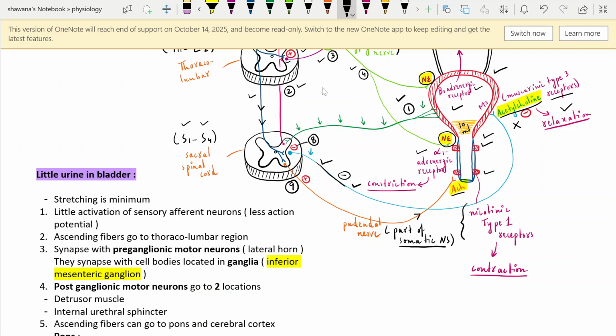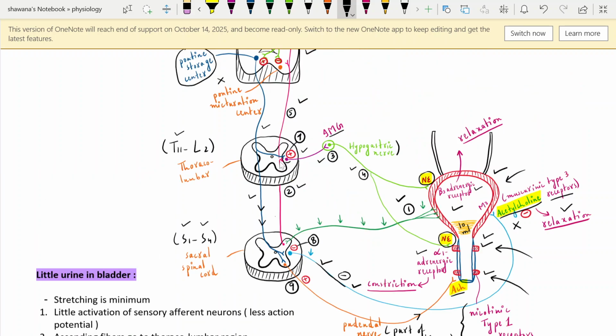They will synapse with the detrusor muscle and the internal urethral sphincter. In both cases, they will release norepinephrine. The detrusor muscle has beta 3 adrenergic receptors and they will cause the relaxation of the bladder, and the internal urethral sphincter has alpha 1 adrenergic receptors. They will bring about contraction or constriction.